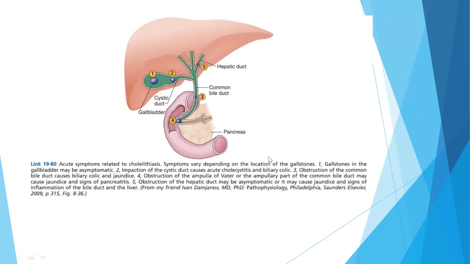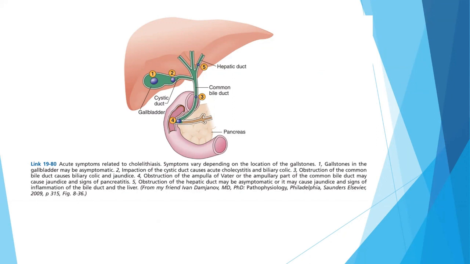We're talking about the acute symptoms related to cholelithiasis. So symptoms vary depending on the location of the gallstones, as we have seen earlier. Gallstones in the gallbladder may be asymptomatic. Now, when a gallstone impacts in the cystic duct, it causes acute cholecystitis and biliary colic. Obstruction of the common bile duct causes biliary colic and jaundice. Obstruction at the ampulla of Vater may cause jaundice and signs of pancreatitis.